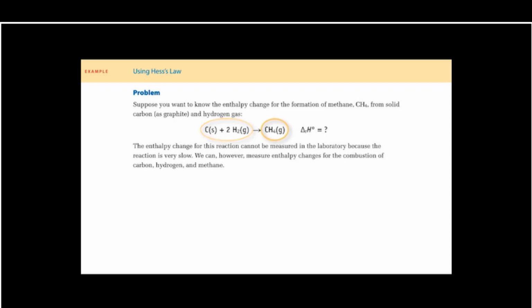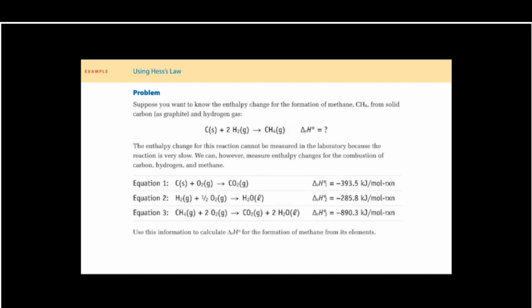Both the reactants and product undergo reactions that can be studied in the laboratory. For example, carbon can be combusted to form carbon dioxide. Hydrogen will react with oxygen to form water. And finally, methane reacts with oxygen to form carbon dioxide and water. We can use the data from these three reactions to determine the enthalpy changes for the formation of methane from carbon and hydrogen.